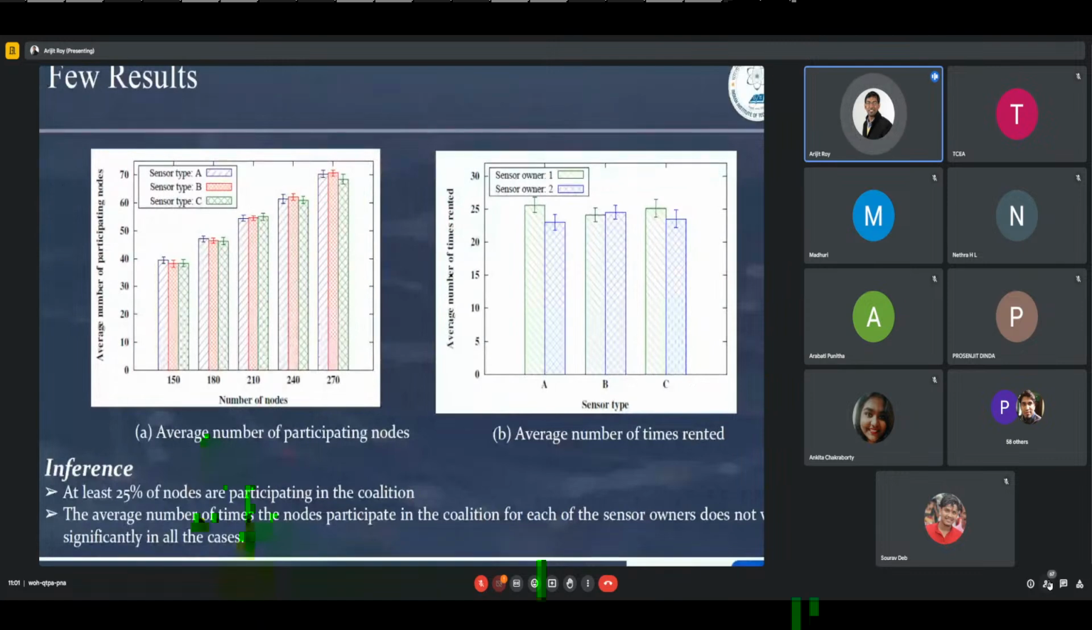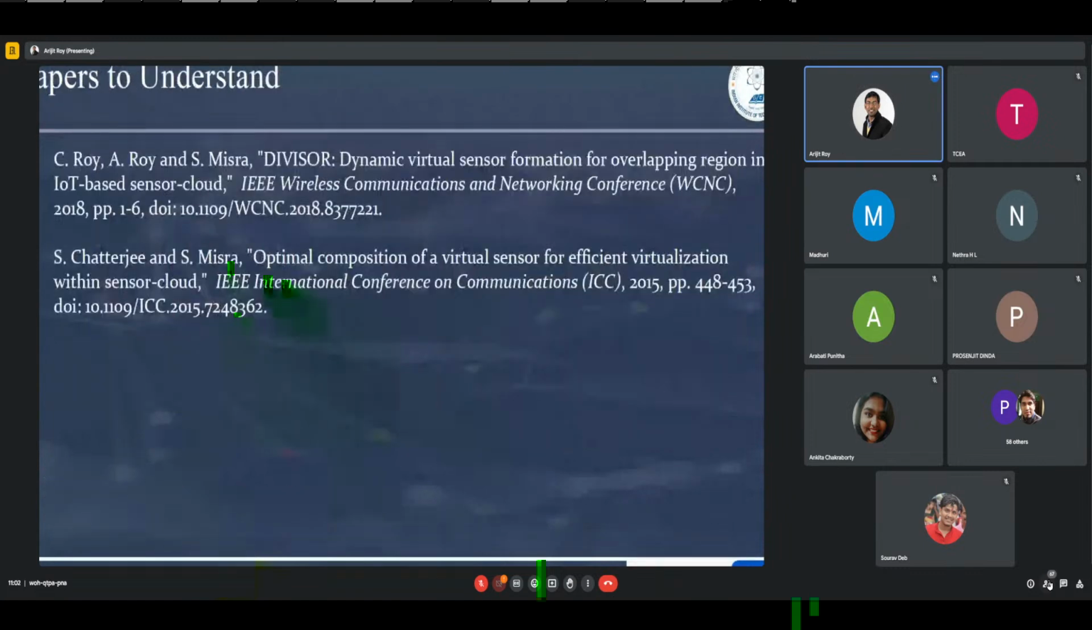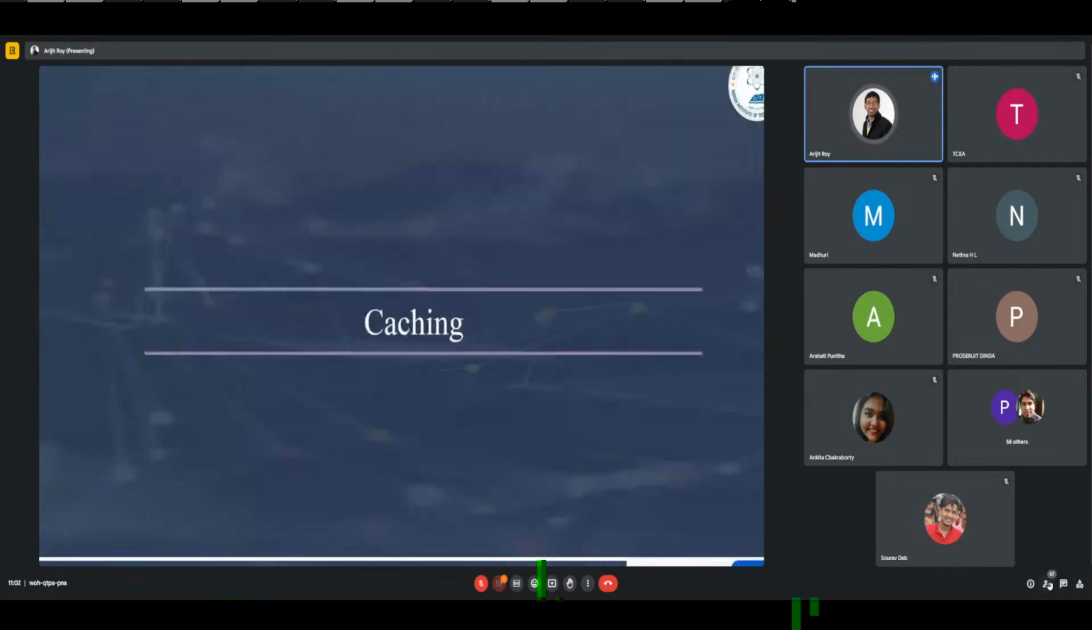And these are a few results. So this result is saying that they are like equal, I mean all the sensor owners or the sensor nodes. You can see they are getting almost equal opportunity. Okay, so you can go through this paper for detailed understanding or more mathematical understanding of this particular work.